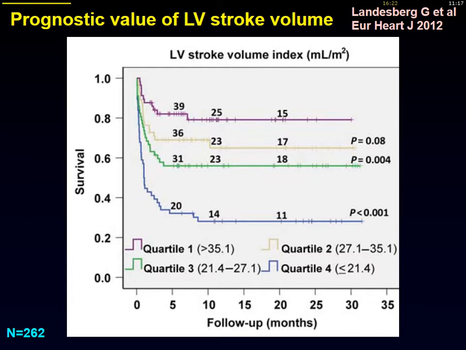Is it important? Probably yes. If you look in septic shock, cardiac index, or here left ventricular stroke volume, is associated with the outcome of these patients. Ejection fraction is not, but cardiac index is. So it is a very good reason for trying to measure the cardiac output in your patients.